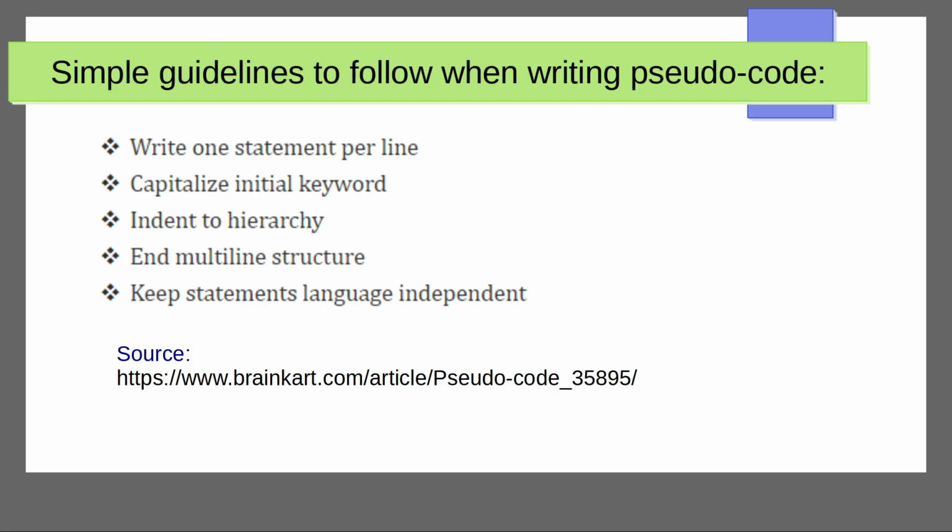This means that no matter what language you decide to implement the pseudocode in, whether that be C, C++, Java, Python, whatever, it won't matter because the pseudocode isn't using a specific language to express itself. It's a general language. The source is at the bottom. You could take a look at that. There's some more resources there.